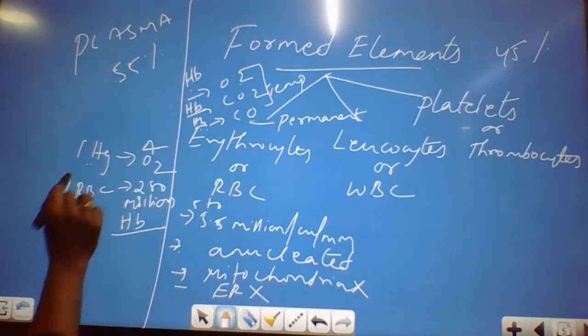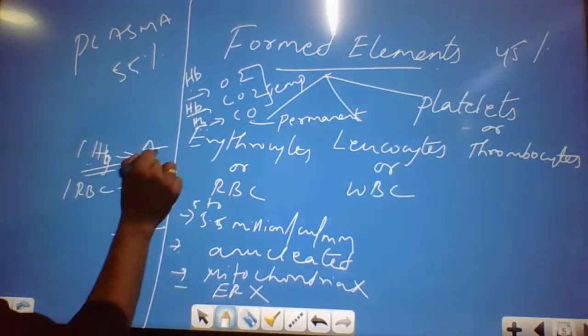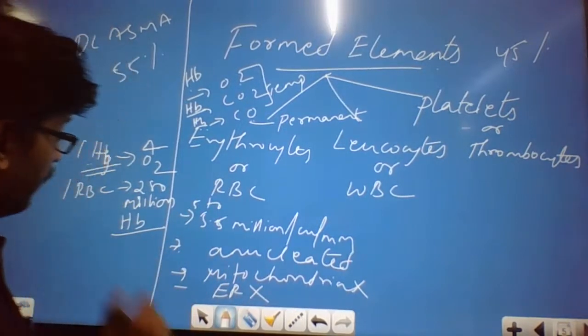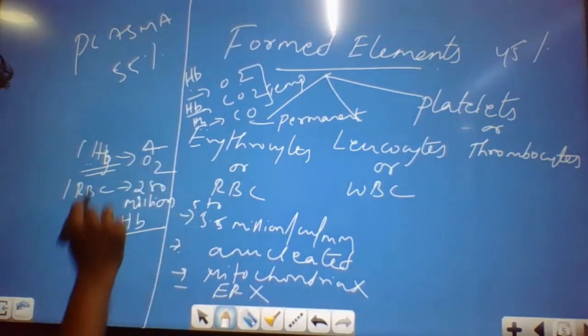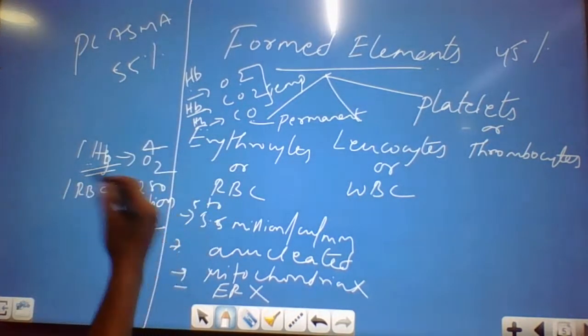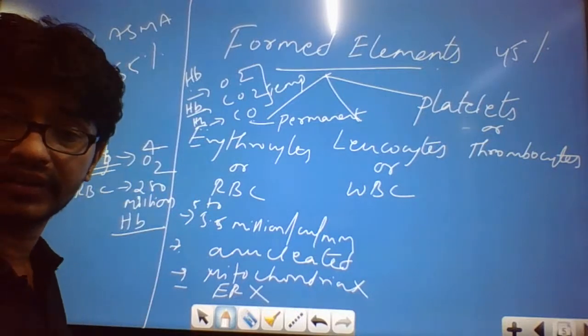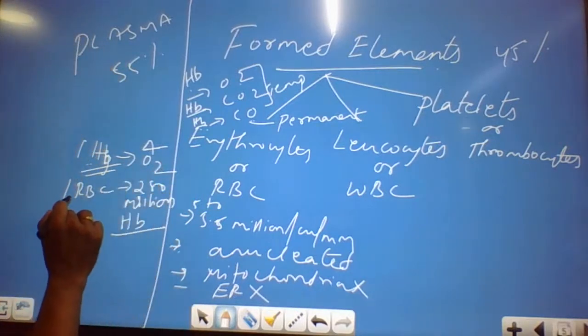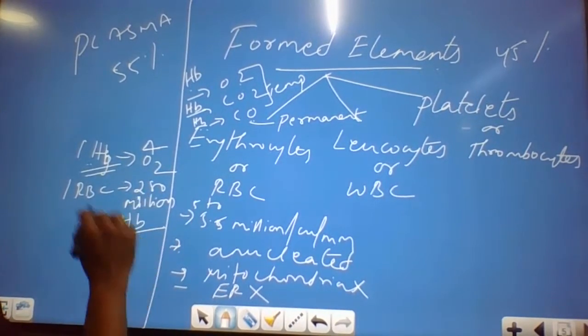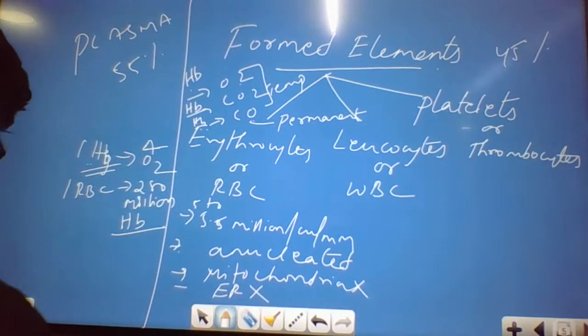So one hemoglobin molecule shows an affinity with 4 oxygen molecules, and one RBC consists of 280 million hemoglobin. So this is a normal calculation. For example, they may ask you to calculate this for 100 ml or 1000 ml. This is what you could see, one RBC has 280 million hemoglobin molecules. Based on this you can calculate, right?